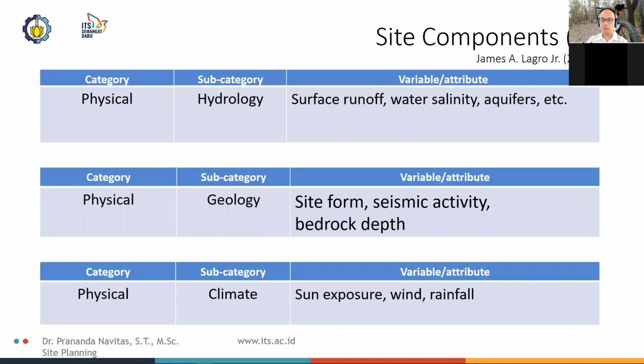And another example, water-related hydrology, surface runoff. This has something to do with the slope and elevation, and maybe even water salinity, the level of salt within the water. Are there any aquifers in the site, and etc. The geology. What's the shape of the site? Are there any seismic activities in the site?